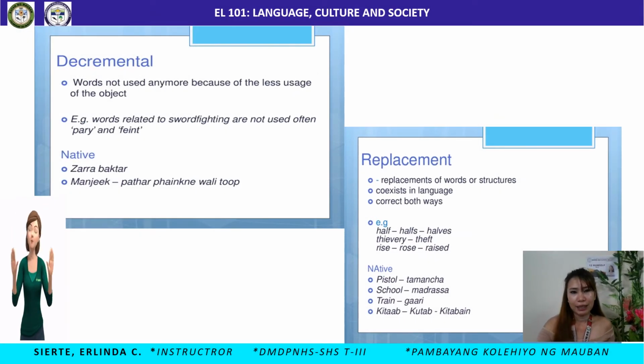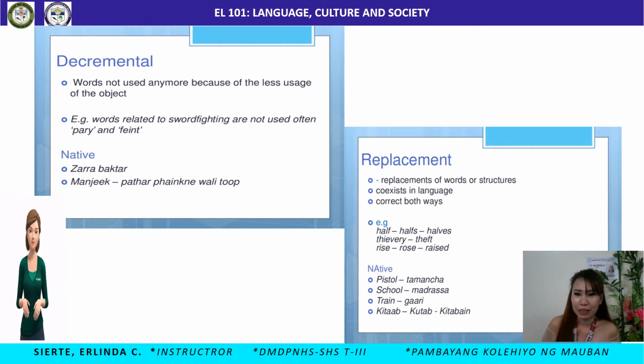While in decremental, the words are not used anymore because of the less usage of the object. For example, words related to sword fighting are not used often, such as parry and feint. In native, we have Zarabakter, Manchik, Tatar, Pankti, Walitu.